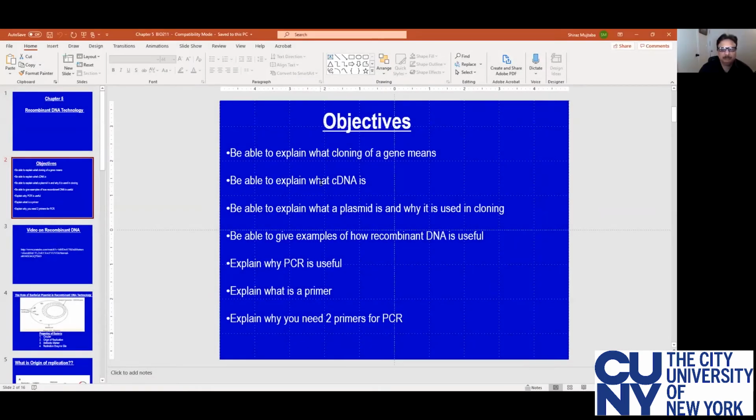So we should be able to explain what a plasmid is and why it is used, which I just explained. What cDNA is will come later. And to be given an example of how recombinant DNA is useful, I gave the example of the human insulin gene, and then we will cover it in this part.